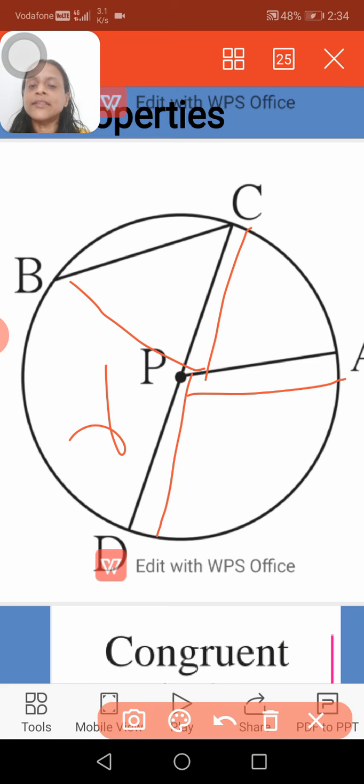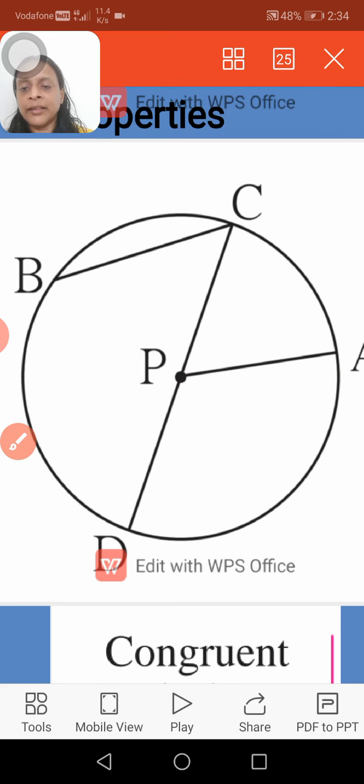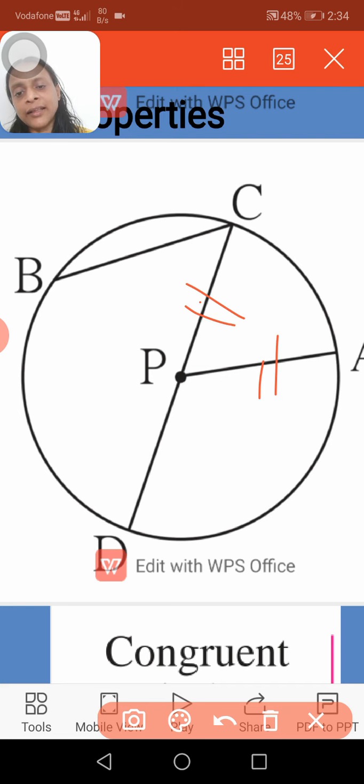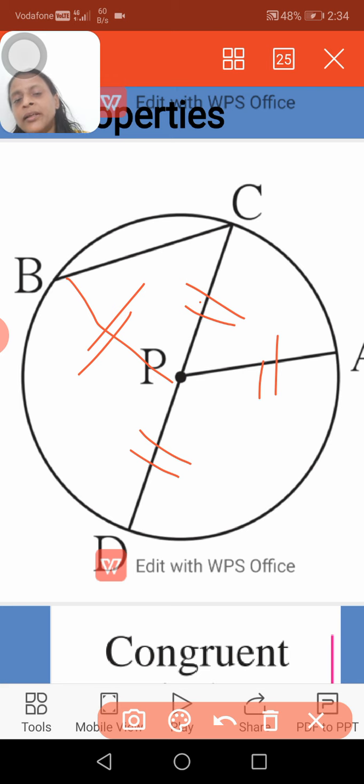The line segment joining the center of a circle to any point on the circle is known as the radius. By measuring, you can see that we can draw many radii to a circle and all the radii of the same circle are equal in length. Here PA is equal to PC, which is equal to PD, and if you join PB, then PB will also be equal. That means the radii drawn to a circle are all the same length.